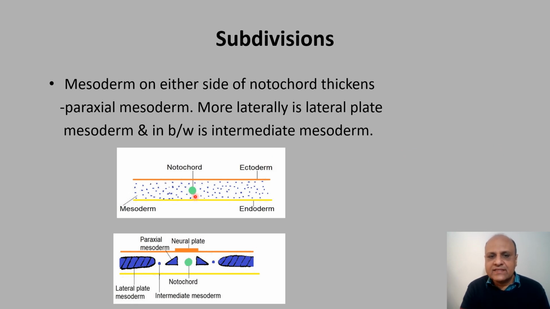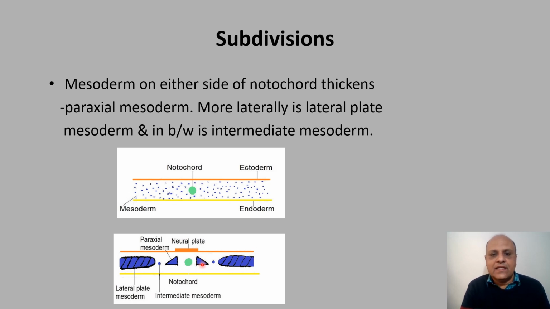So we have done the formation of notochord. Notochord was formed by day 17 of intrauterine life. Now this is the mesoderm on either side of notochord shown by these blue dots. Now what happens is mesoderm on either side of notochord thickens into paraxial mesoderm. So mesoderm in this region has thickened to form this paraxial mesoderm.